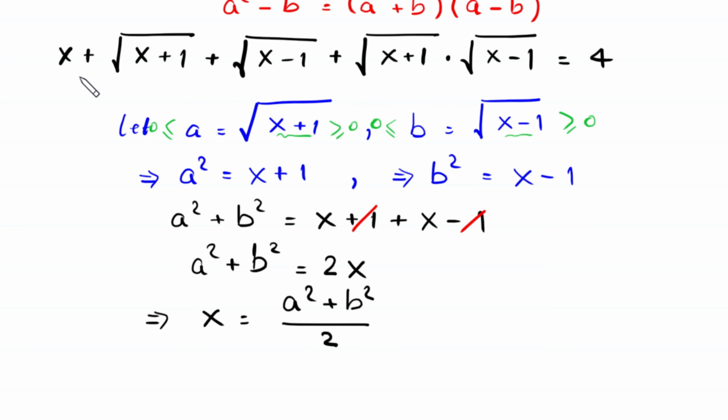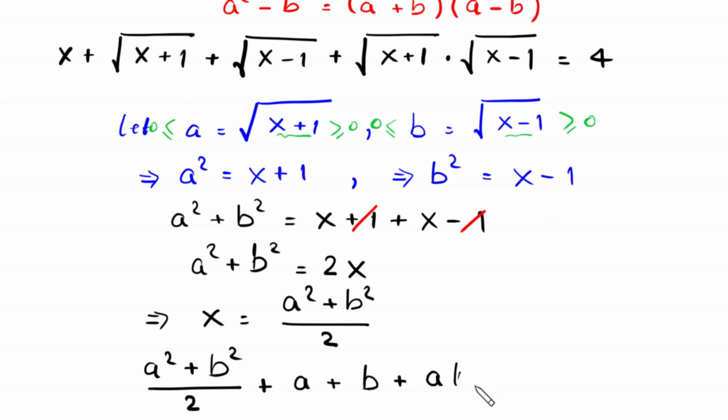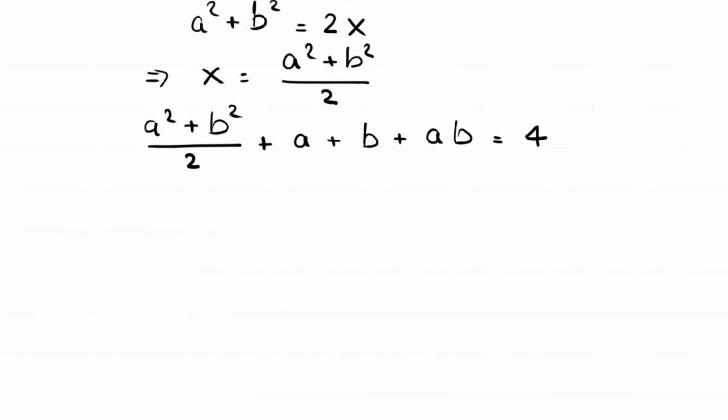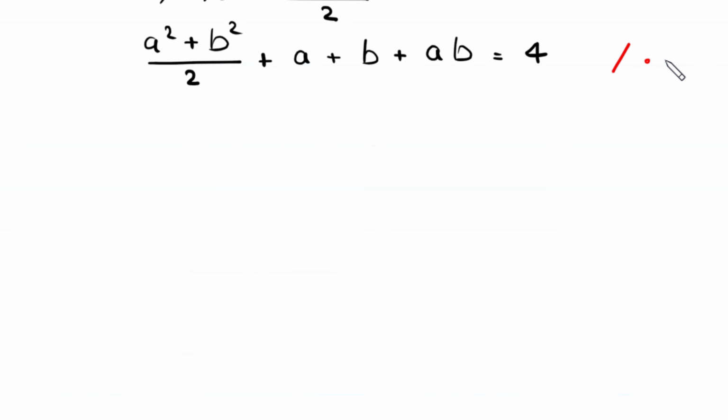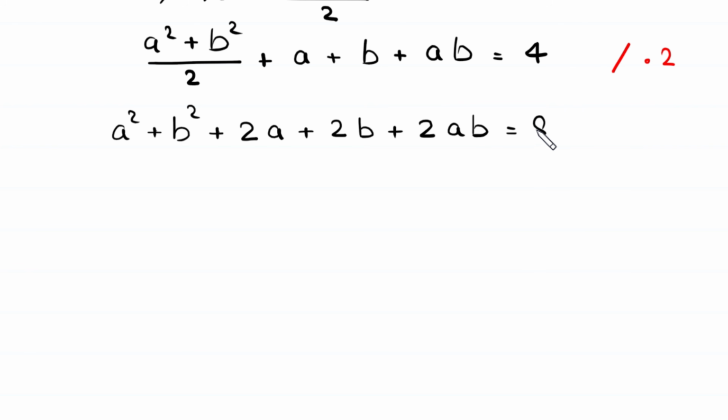So this original equation will become a squared plus b squared divided by 2 plus a plus b plus a times b equal to 4. Now we multiply the whole equation by 2. So this will become a squared plus b squared plus 2 times a plus 2 times b plus 2 times a b equal to 8.